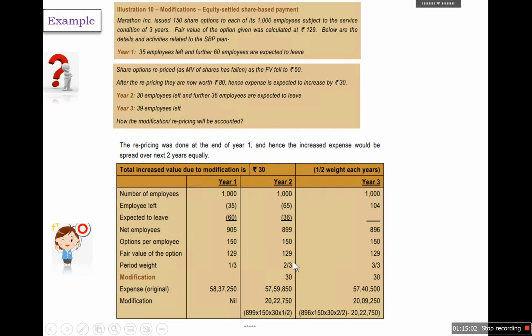And this amount we have changed based on the number of employees also, otherwise the amount is more or less the same. And in the third year, a similar amount will be booked. Original expenses will be booked as they are. Only the figure will change because of the number of employees, and the additional amount will be booked in the remaining vesting period.